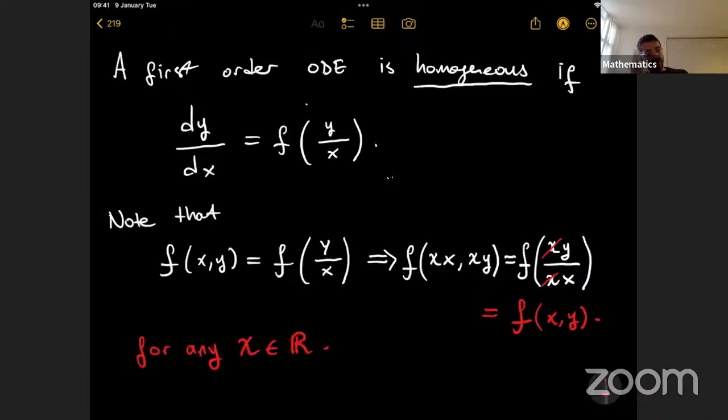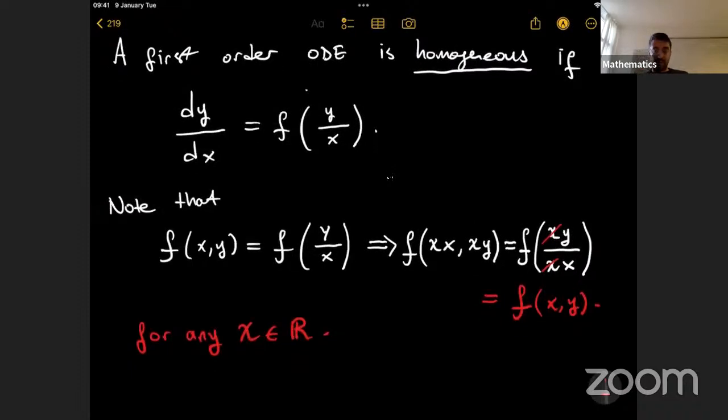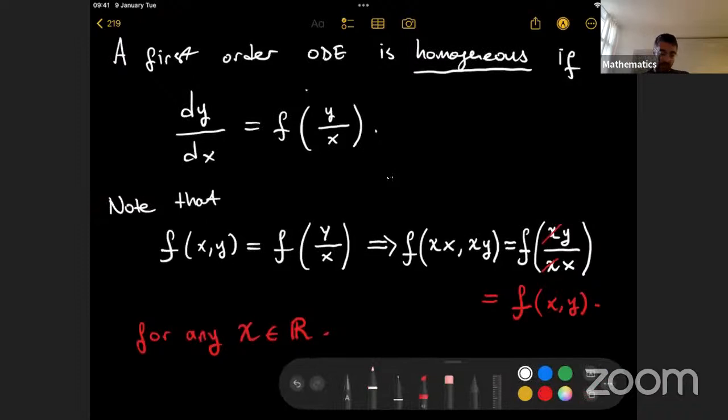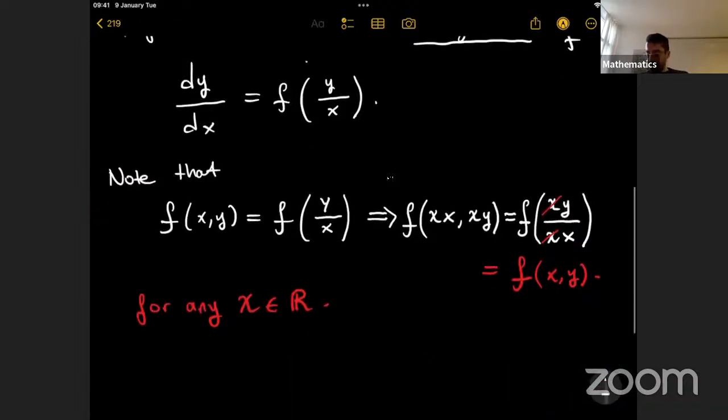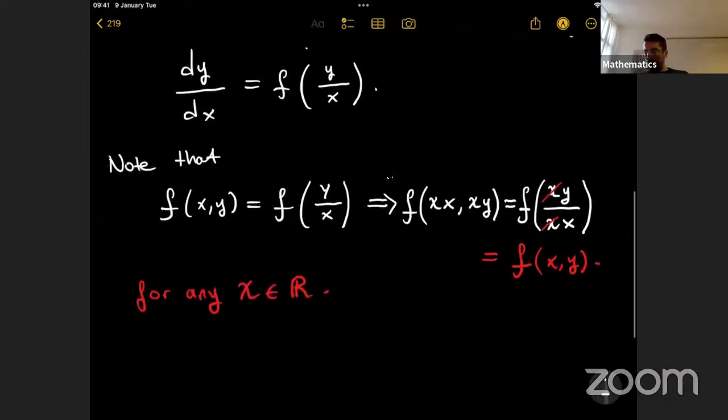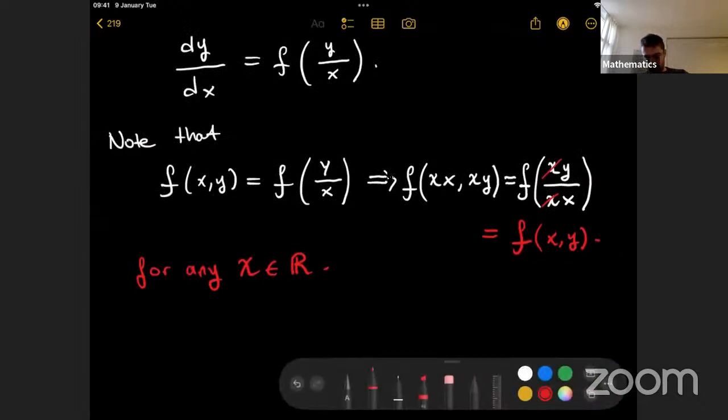If you have this, then you have a homogeneous equation, and we have a nice method to solve it. We replace y over x with another unknown, let us call it v, and we make our homogeneous equation separable and then solve it. Let's do an example and see what we do in that case.